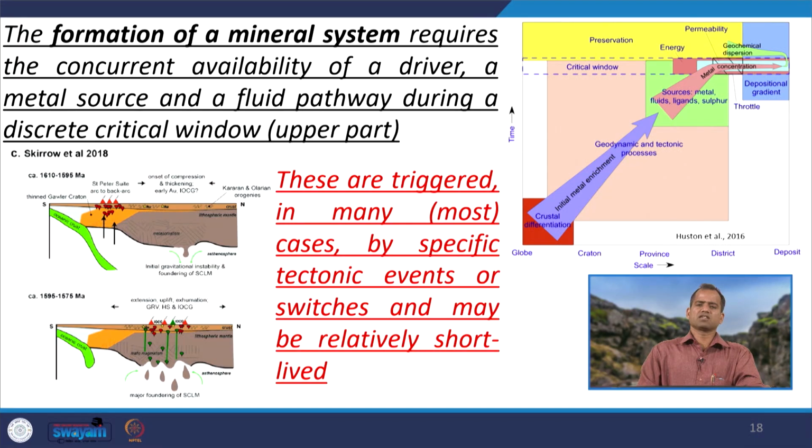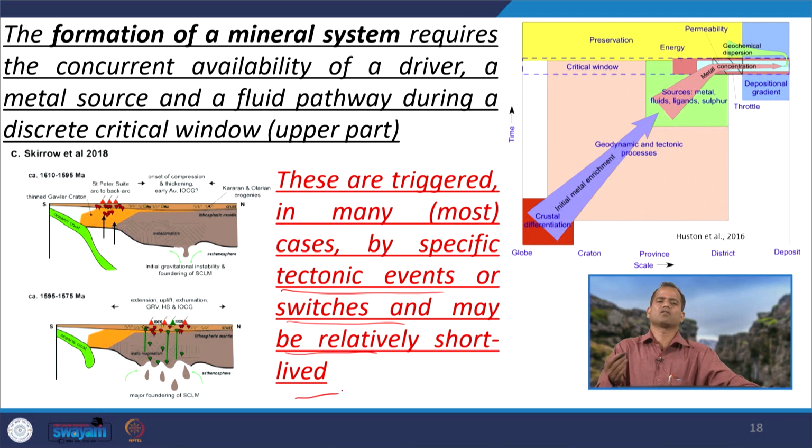And the formation of a mineral system requires the concurrent availability of a driver, a metal source, and a fluid pathway during the discrete critical window, and these are triggered in many cases by specific tectonic events or switches and may be relatively short lived. So, if you are not providing the room, it will go in vain, because this metallogenic process is short lived. So, we should be ready with our pathways, with our rooms, so that whenever this metallogenic process occurs, we can provide that room. Yes, come and accommodate here.